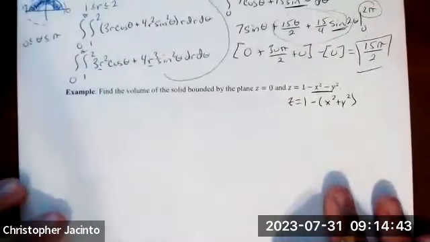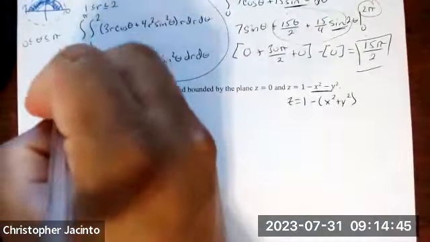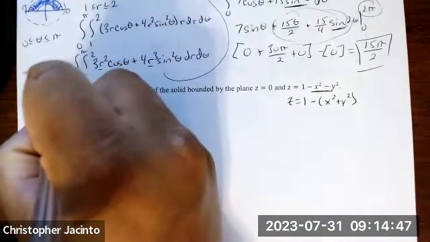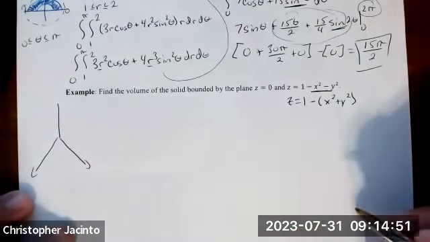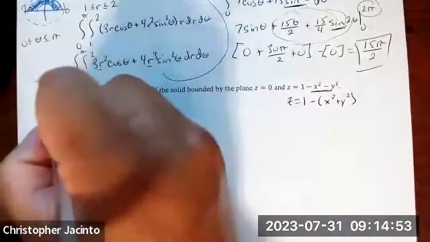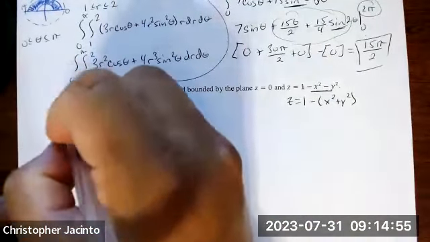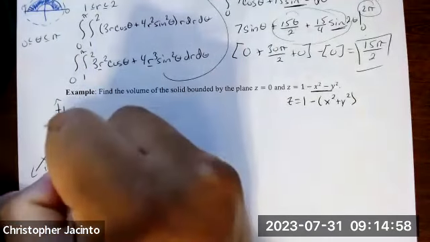So again, what does this technically look like? I'm just going to give you guys a quick sketch at what it looks like. And it looks something like this. It goes to 1 and 1, 1.